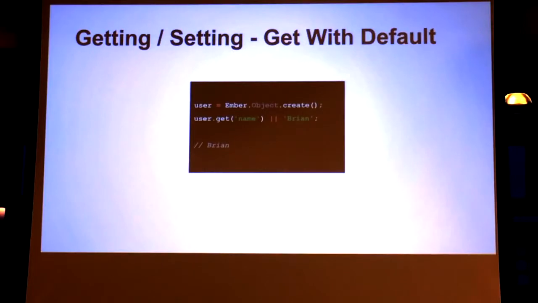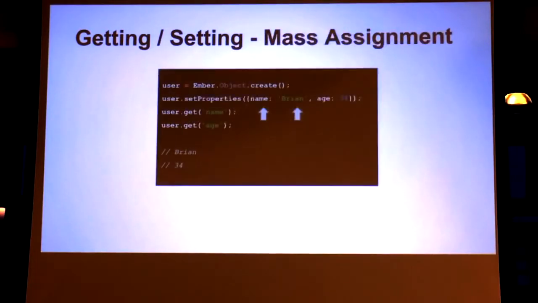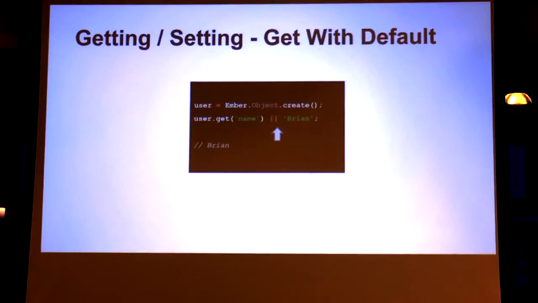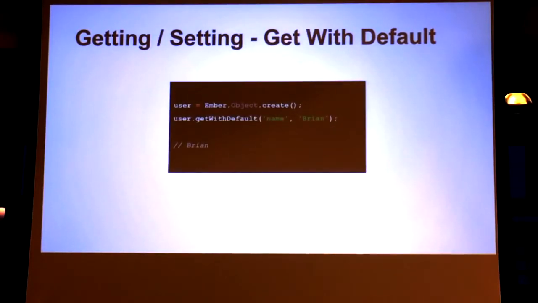So, get with default. This could be a common pattern that you see sometimes. You may try to get a particular property off of the object, and if that property doesn't have a value yet you want to return a default value instead. So you may guard against that with the OR symbol. Ember has this get with default function you can use instead, so you pass the property name, and then the second argument is going to be the default value.